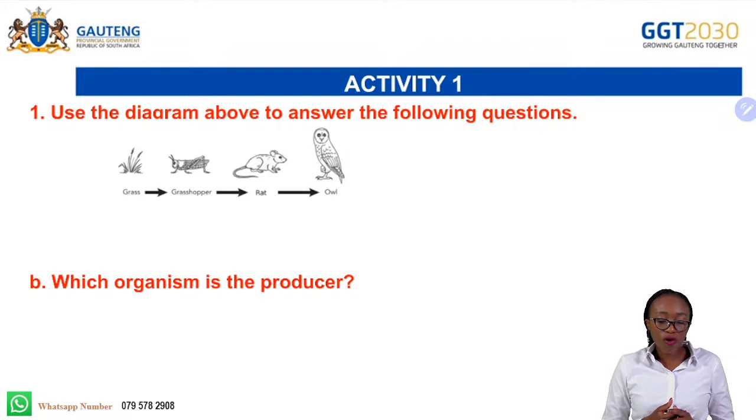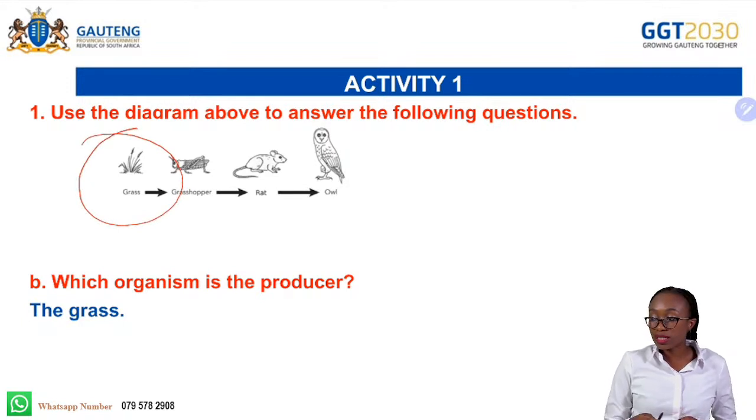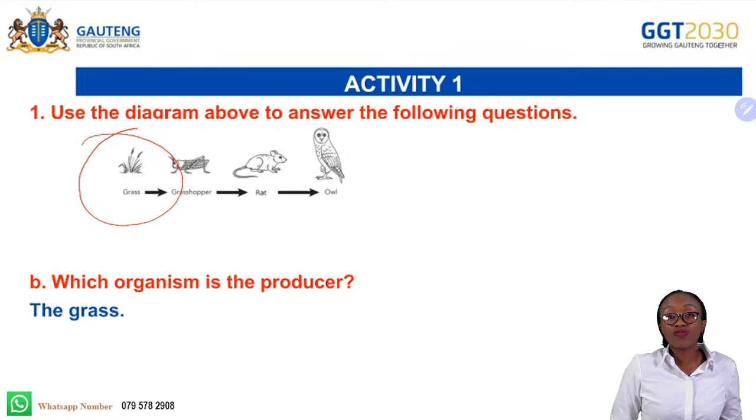Of these four organisms, which one is most likely to be the producer, or which one can photosynthesize? This would be the grass. The grass is the producer because it photosynthesizes, it produces its own food.